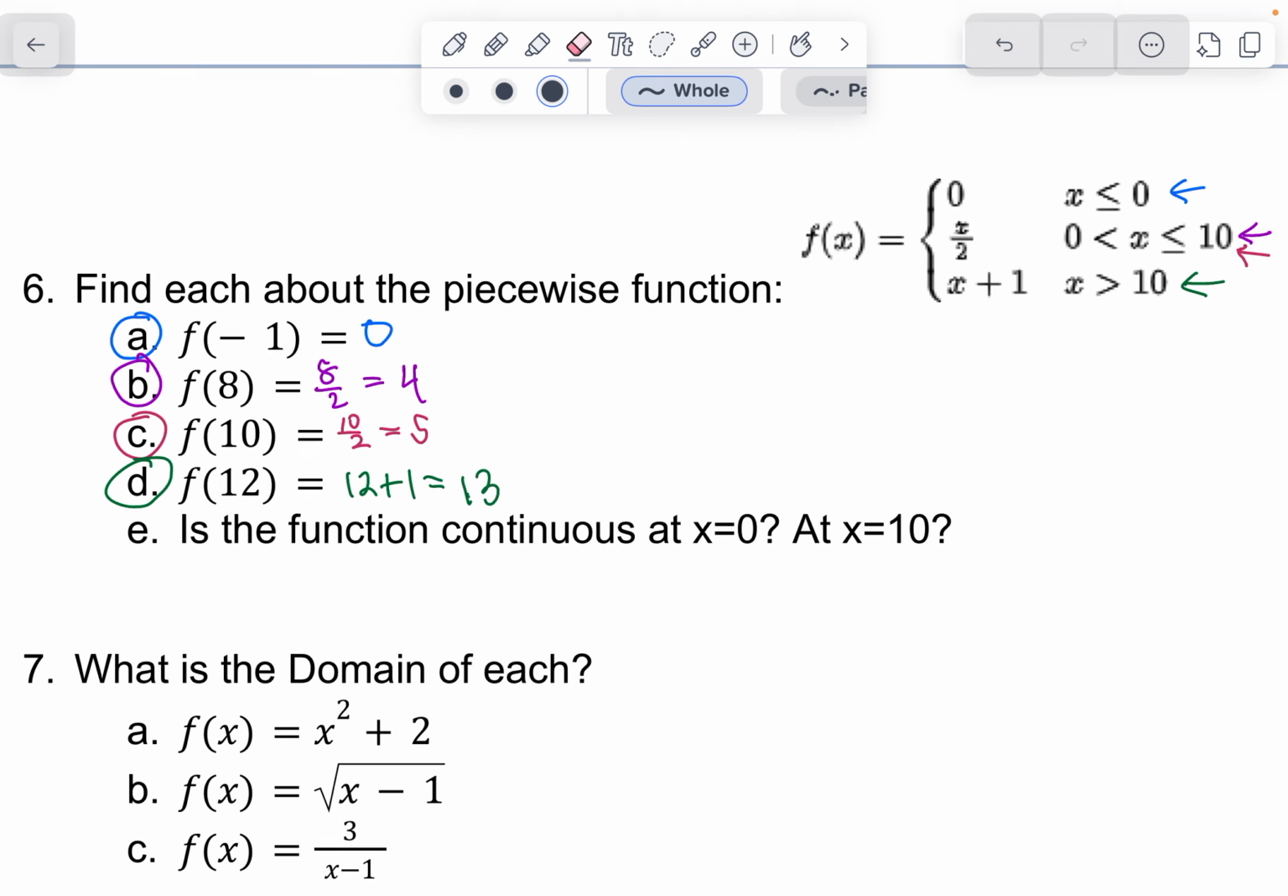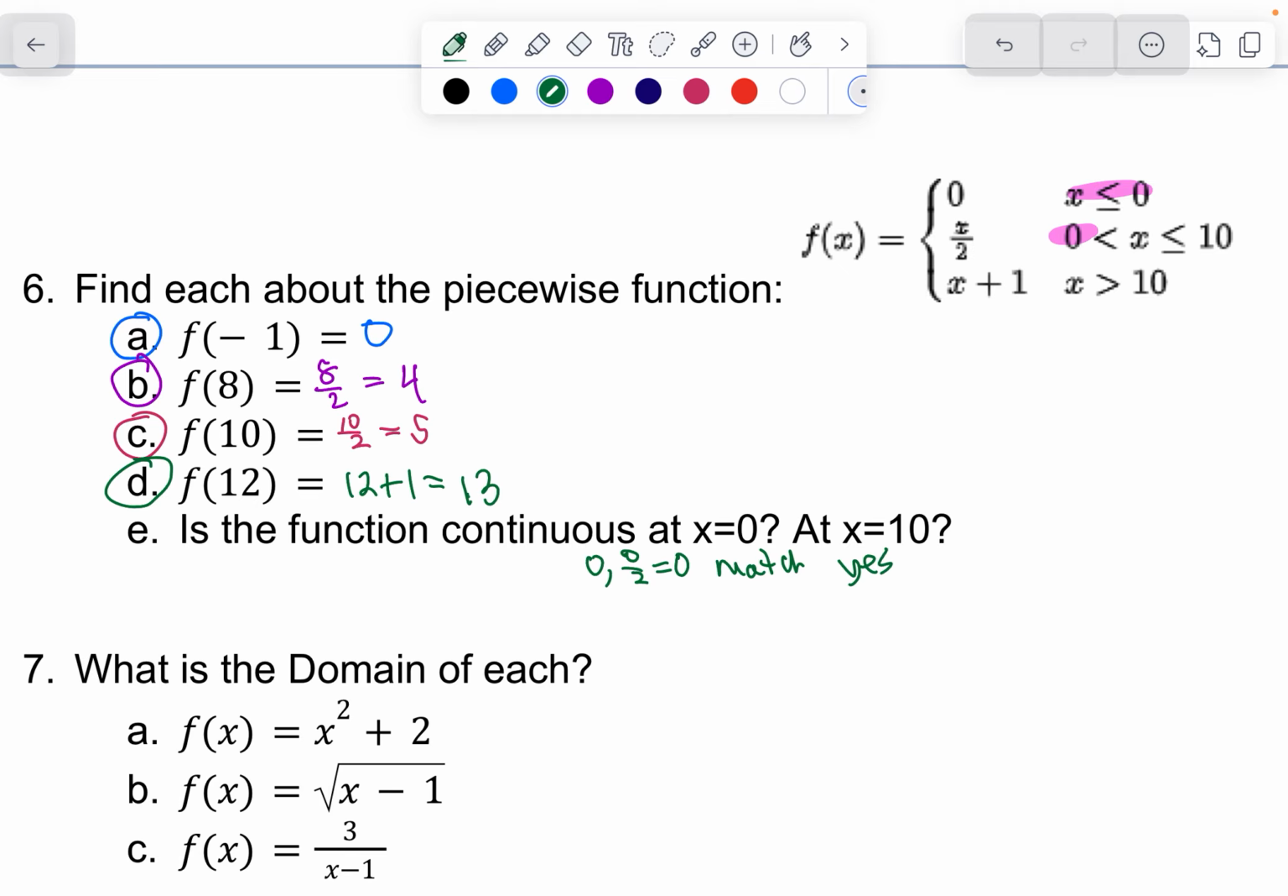So let's go back up here, and let's check our first border of 0. If I plug 0 into this function, I'm at a height of 0. And what we want to know is, does this border match up? So the top one gives me 0. The bottom one would be 0 divided by 2, which is also 0. They match, so that's yes, it's continuous.